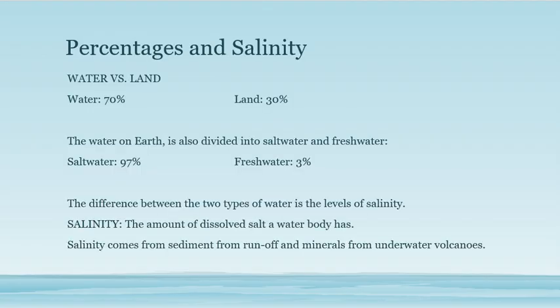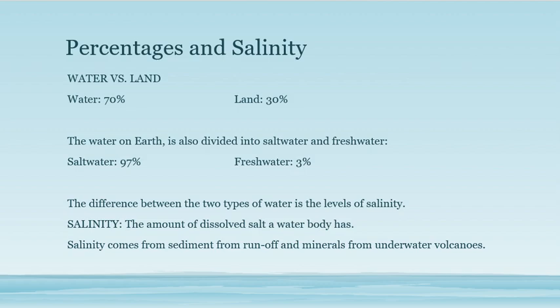Let's go over percentages and salinity. Water is 70% and land is 30%. The water on Earth is also divided into saltwater and freshwater. Saltwater is 97% and freshwater is 3%. The difference between the two types of water is the levels of salinity.